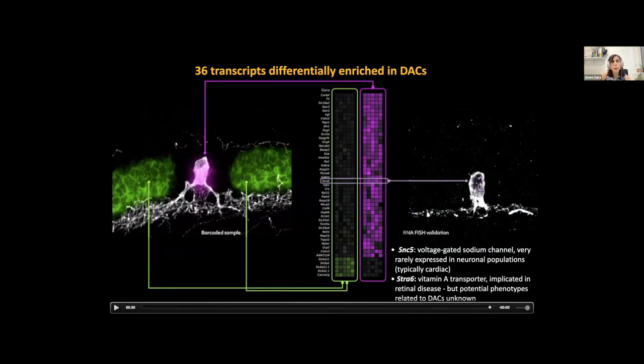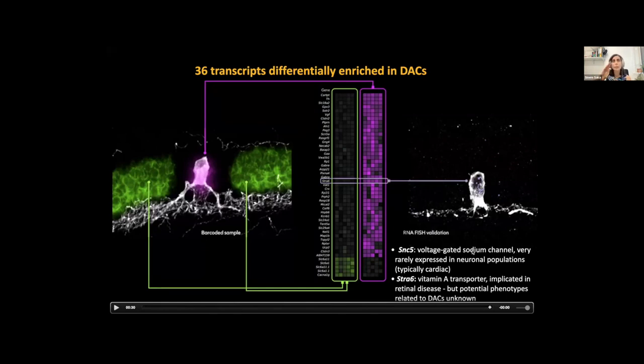Among these were, of course, a lot of dopamine pathway genes, which are more like positive controls, but we've also seen interesting targets that have not been observed before because it's very hard to study these rare cell subtypes. So one of them was a voltage-gated sodium channel, normally rarely expressed in neuronal populations. It's more of a cardiac form, but we can see that it was expressed in this cell type. And the other one was STRA6, a vitamin A transporter. This is implicated in retinal disease, but so far potential phenotypes related to DACs were unknown because it wasn't known that this is very enriched in the dopaminergic population.